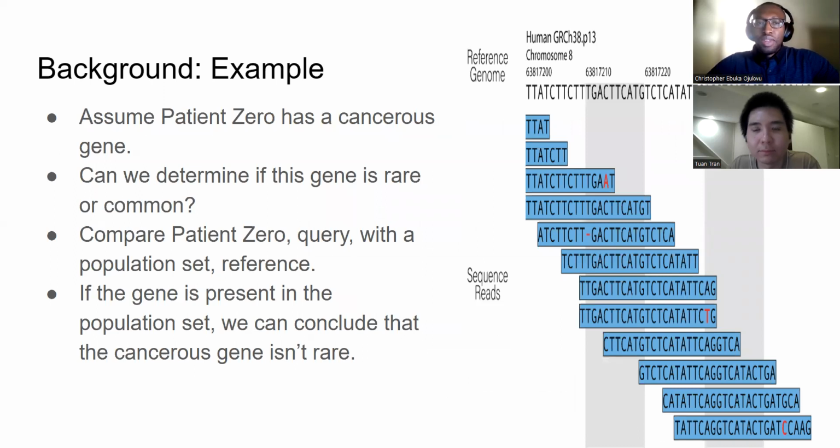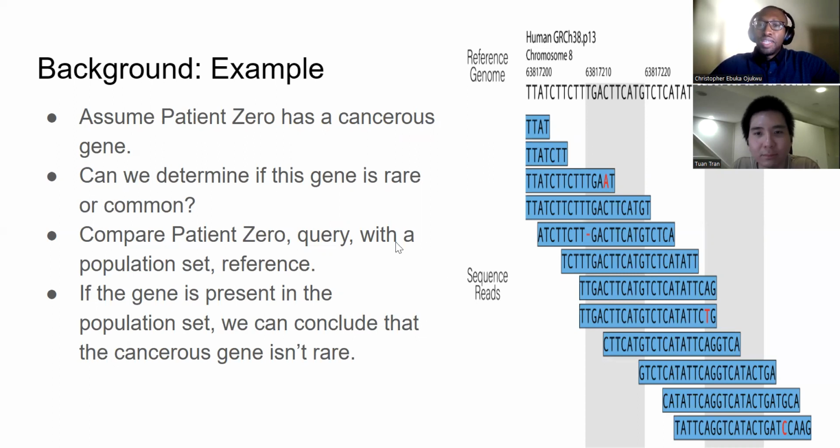So this is an example that I've put up. Assume that we have a patient 0 that has a cancerous gene, and we want to determine if this gene is rare or common. If the gene is common, that means that we will see it in a lot of the database. Say, for example, we're checking the population of everybody in Boulder. If the gene is common, we'll see that gene repeated in most people. And if the gene is rare, we'll see that the gene is not repeated in most people.